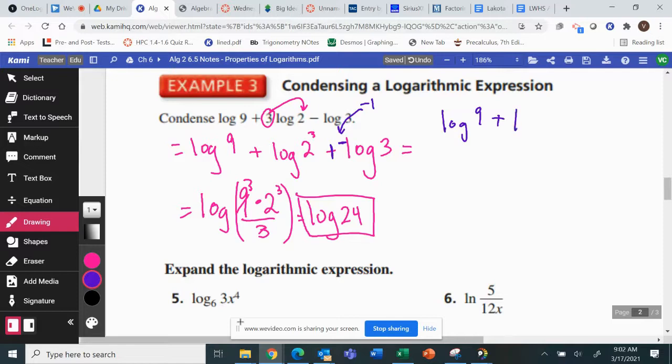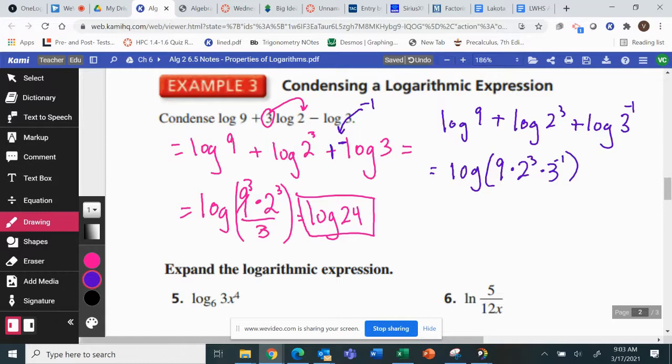So how I moved that 3 in the middle term up to the top, I'm going to move the -1 to the exponent of the third term. Now they're all addition, so I'm just going to put them all on top. So I will have log of 9 times 2 to the third times 3 to the negative 1. What's 3 to the negative 1? Okay, so I have log of 9 times, I'm going to simplify that, 8 times 1/3.